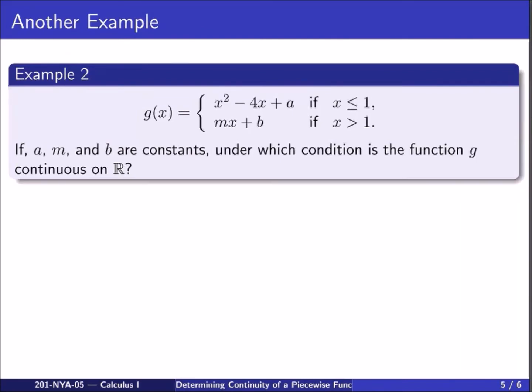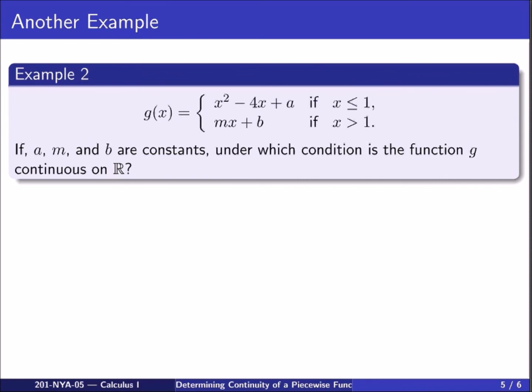In the second example, we have a piecewise function which is equal to x squared minus 4x plus a if x is less than or equal to 1, and mx plus b if x is larger than 1. In that case, a, m, and b are constants, and we are asked to find a condition involving the constants a, m, and b, which will make g continuous everywhere. So we are looking for an equality or a relationship between a, m, and b that guarantees that g will be continuous everywhere.